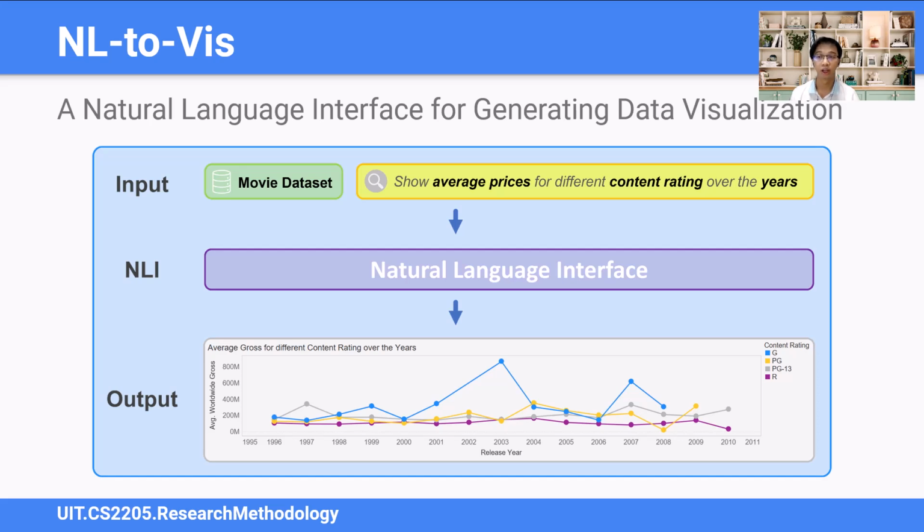Introducing NL-to-Vis, a natural language interface for generating data visualization. There are two inputs of NL-to-Vis. The first one is a tabular dataset. The second is a text question related to the input dataset. And after going through the NLI, we receive the output, which is a visual chart that reflects the information needed.